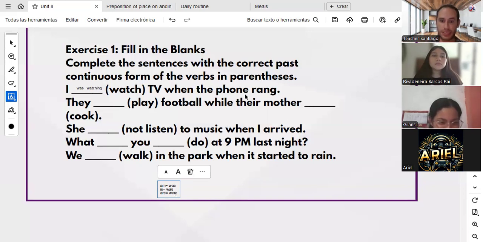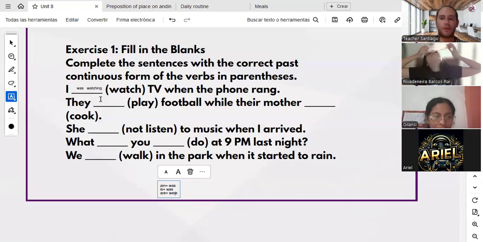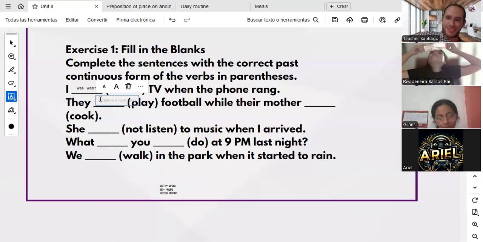So guys, notice. Am, is, and are is verb to be en presente. Y was y were es verbo to be, pero en pasado. En este caso tenemos que utilizar el verbo to be, pero en pasado. ¿Ok? No worries. We just need to practice a lot. So, Fiorella, next one, please.